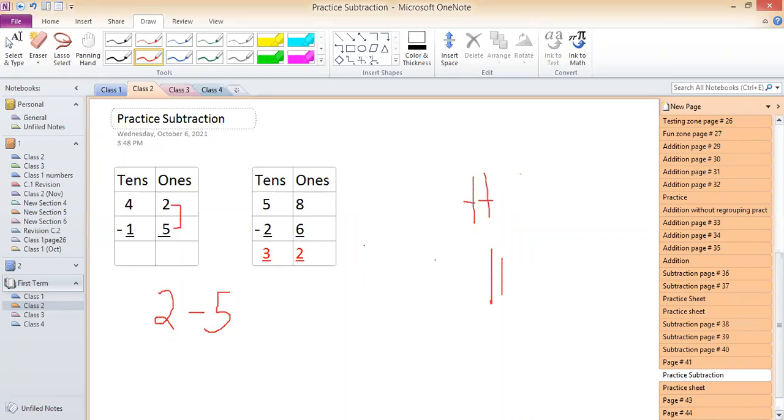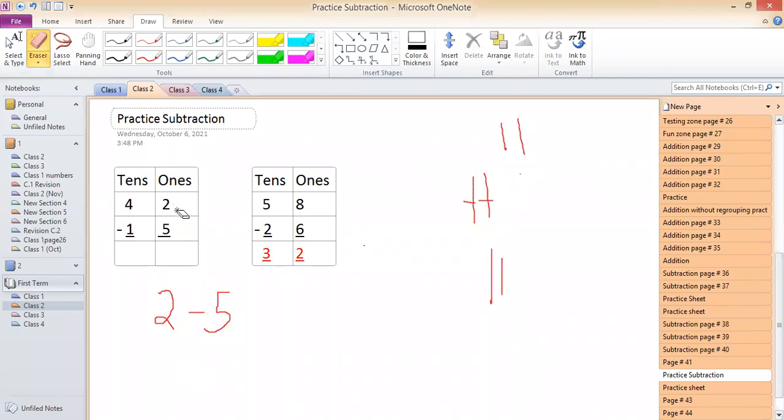Yes. Here you have to draw 2 lines and cancel 5 lines, because it is 2 minus 5. It is not 5 minus 2. If it were 5 and 2, then it would be 5 minus 2 and the answer would be 3. But it is not like that. It is not 45. It is 42. It is 42 minus 15. So you have to subtract 5 from 2, not 2 from 5.